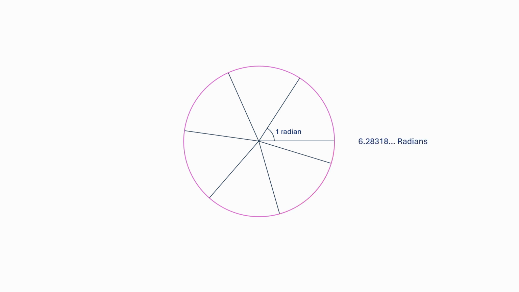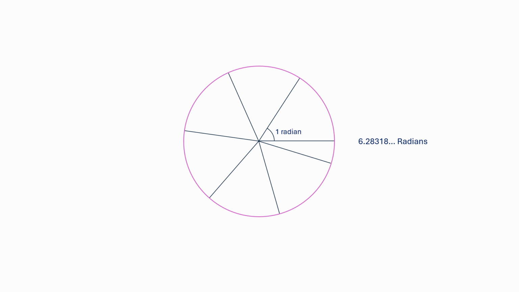Roger Cotes realised that he could express angles more naturally in terms of the circle's fundamental properties by taking the radius of the circle and wrapping it around the outside to create an arc. He defined an angle of 1 radian. And there are just over 6 radians in a full circle, 6.28318 of them, in fact, the value of tau, or 2 times the value of pi.